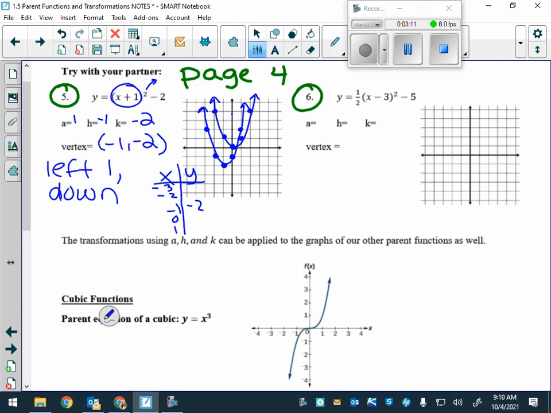All right. Now for number 6, what is my a value? 1/2. What is my h? Yeah. 3. What is my k? Yep, Charlie. -5. Therefore, what's my vertex? Eleanor? 3, -5.